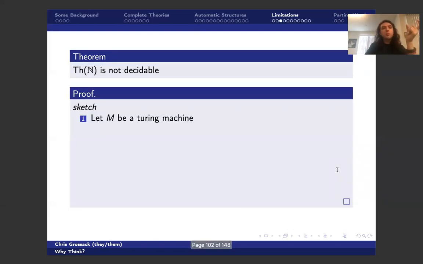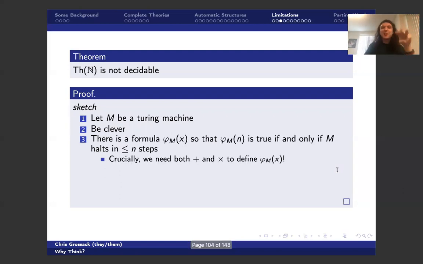Proof. Step 1, let M be your favorite Turing machine, or register machine, or Magic the Gathering, pick your favorite Turing complete model. Step 2, be clever. This is the most difficult step of the proof. Step 3, in step 2, you would have shown that there is a formula phi sub m corresponding to this Turing machine, such that phi sub m of n is true if and only if m halts in less than or equal to n steps.